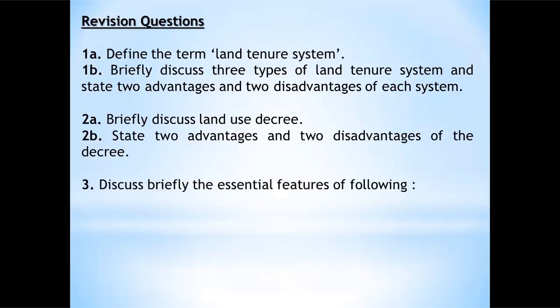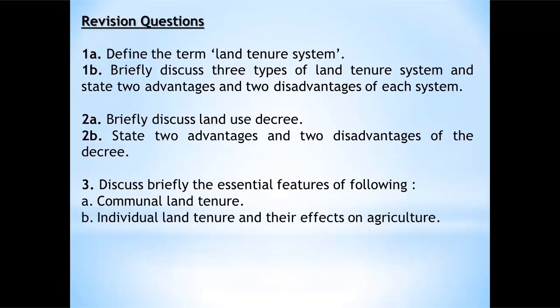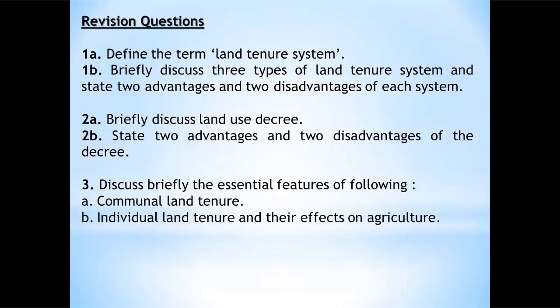Number 3, discuss briefly the essential features of the following: communal land tenure, individual land tenure and their effect on agriculture. Okay, if you find it difficult to go over this revision question, go over the video again, and we have this confidence that at the end you'll be able to answer or attempt the questions correctly.